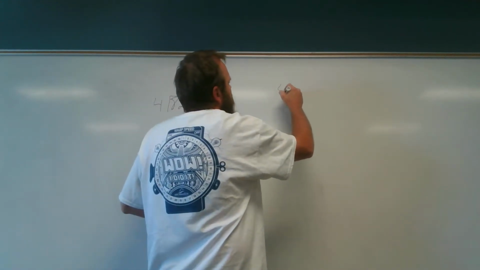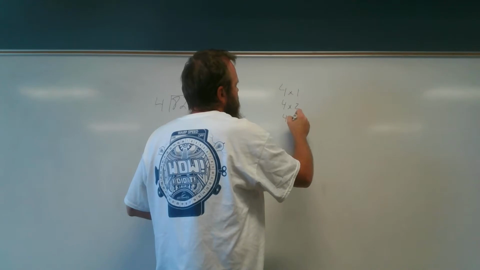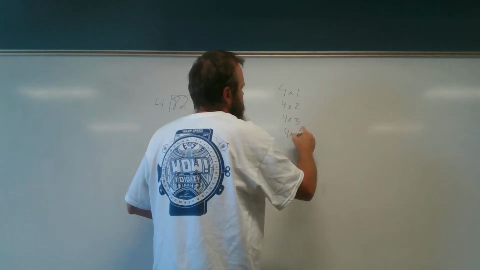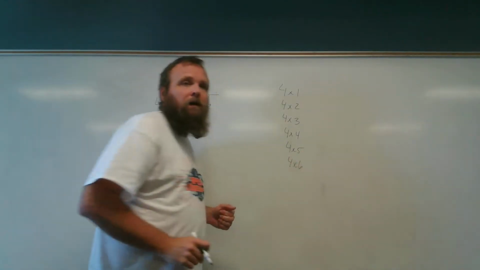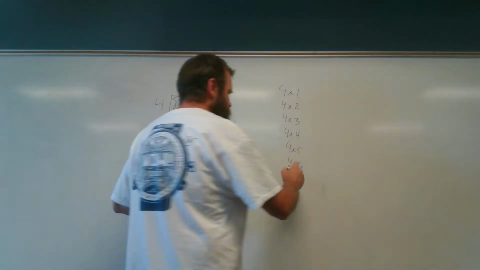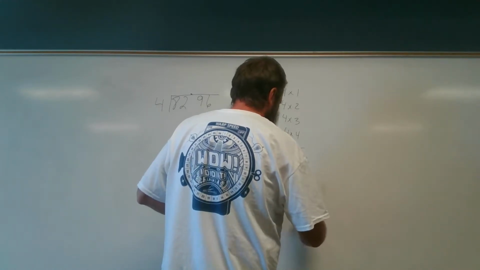Now this is an easy problem, and I know that everyone knows their multiples of 4. Yes, 4 times 8 is 32. Oh, we have to do it, it's 49.